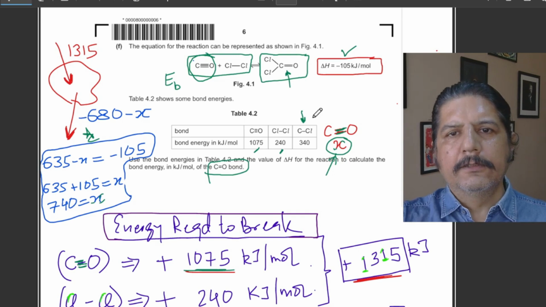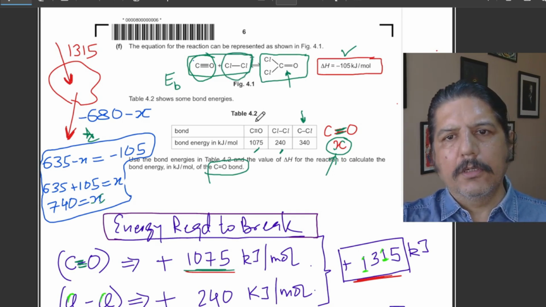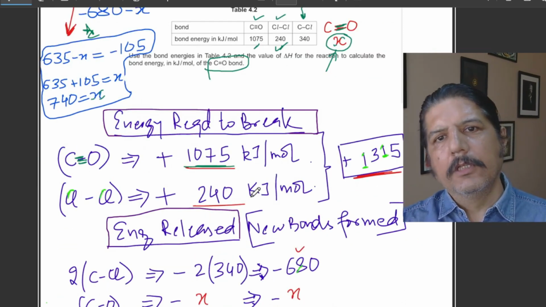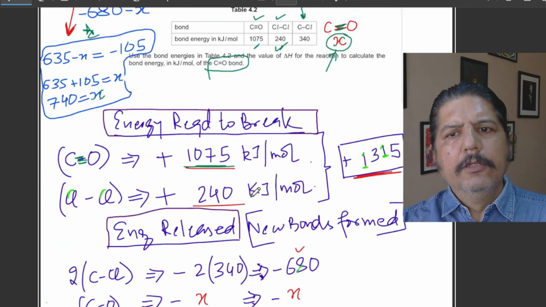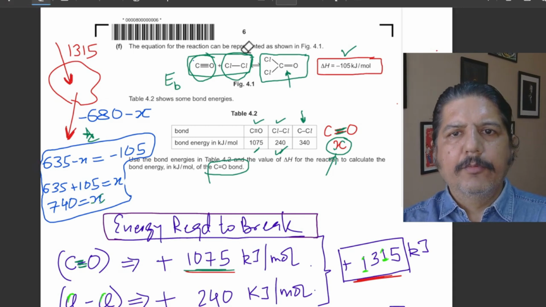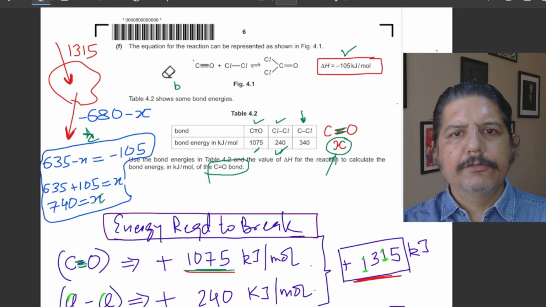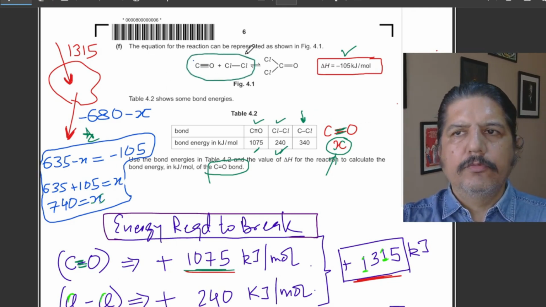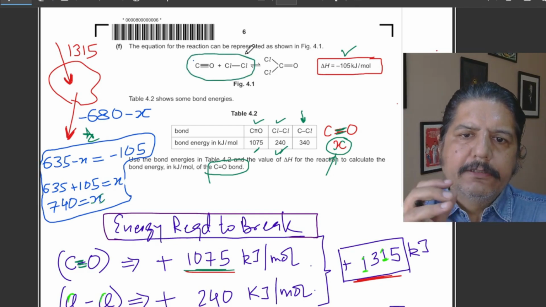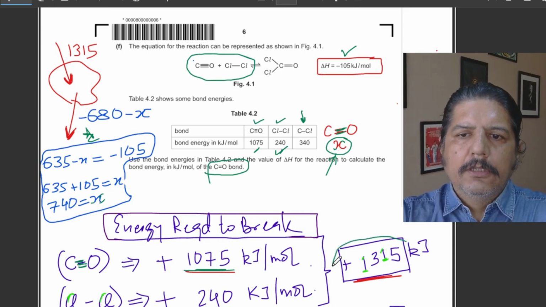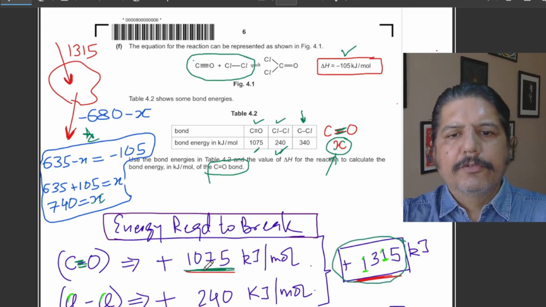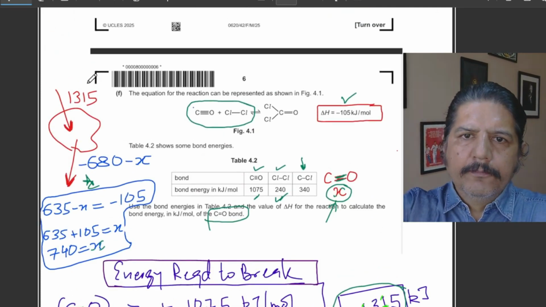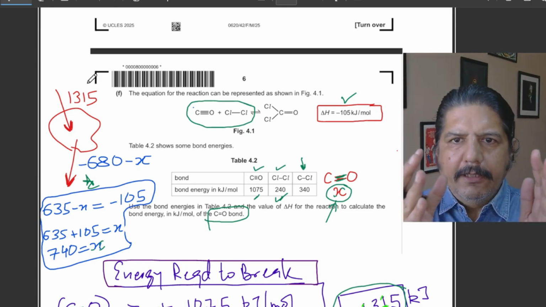Then the second bond is Cl-Cl. For Cl-Cl they have also given the bond energy, which is 240. I have put it here, 240 kilojoule per mole. So for the left hand side of the equation, the reactants, the total energy required to break the bonds is 1315. How did I get 1315? I added 1075 and 240. So 1315 is the amount of energy required to break the bonds of the reactants on the left hand side.